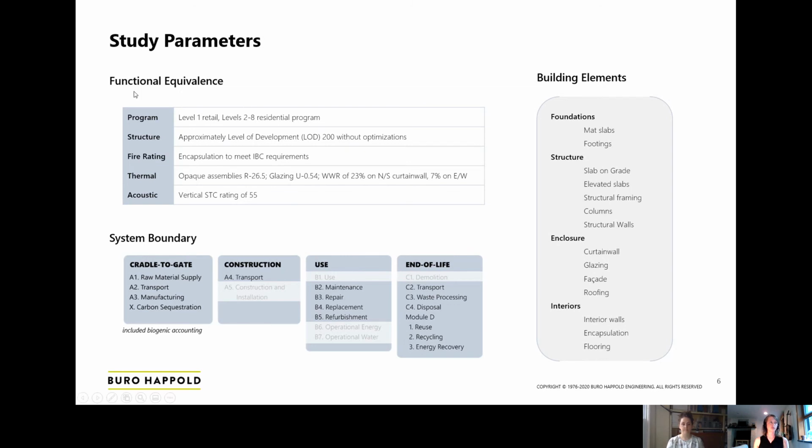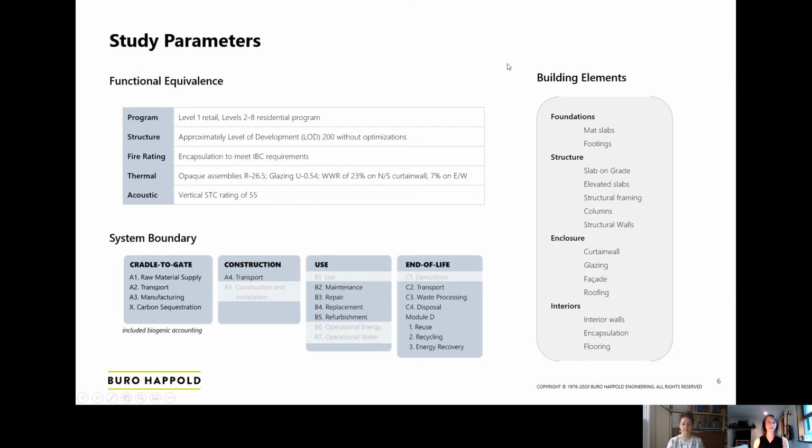In addition to controlling for program, we also were very careful about the level of development of the structural system, the fire rating requirements, the thermal performance, and the acoustics. So these are equivalent across all the options. And we also applied the same system boundary in the study. This system boundary is really derived from our tool, which was Tally, which is a Revit plugin for LCA. And we included the biogenic accounting feature using Tally.